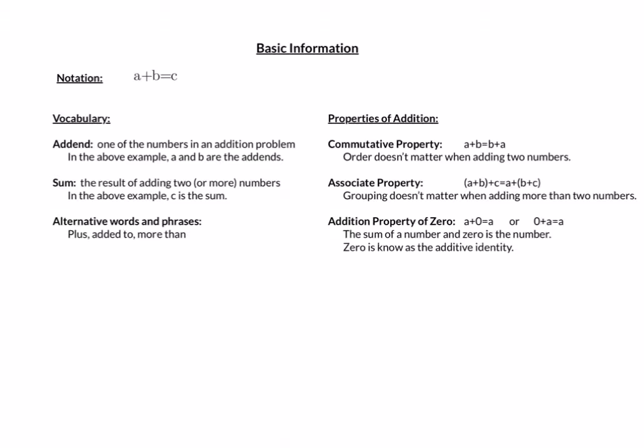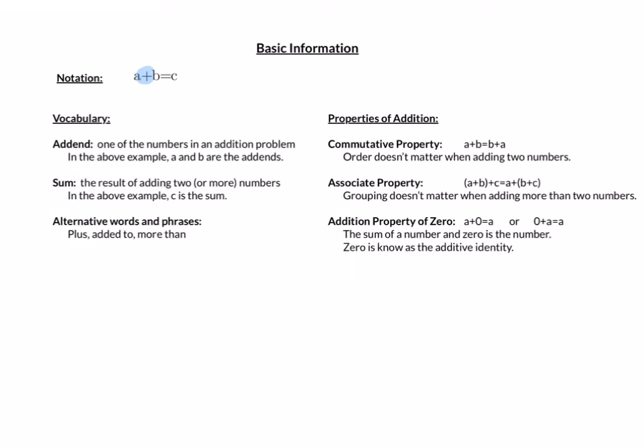So our notation for addition is we have the plus sign. A plus B equals C. That's going to be our basic notation for addition. Now, some key vocabulary terms that we have: addend. These are the numbers that are being added in a problem. So in our above example, A and B would be called the addends. The sum is the result of adding two or more numbers. So in our example above, C would be the sum.